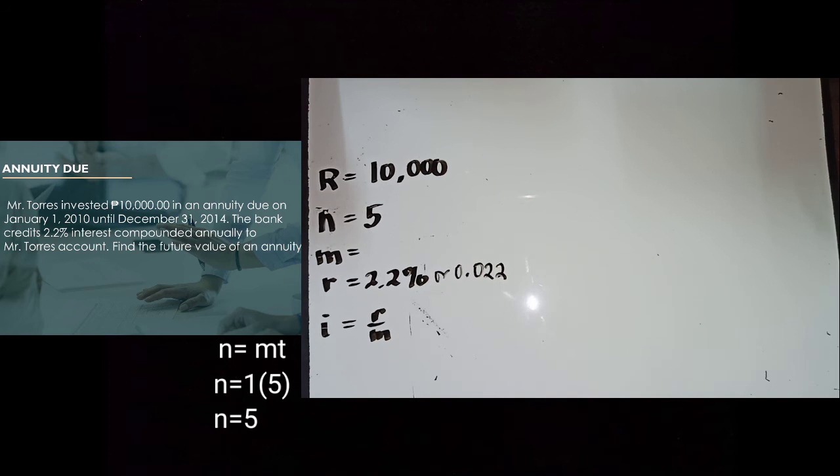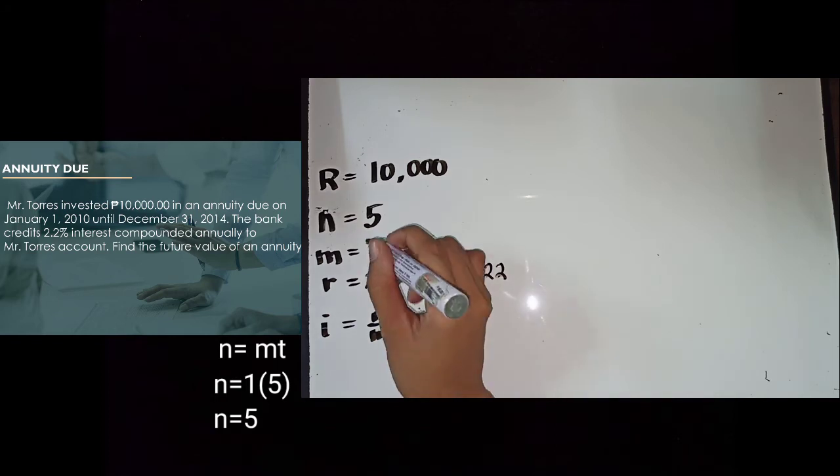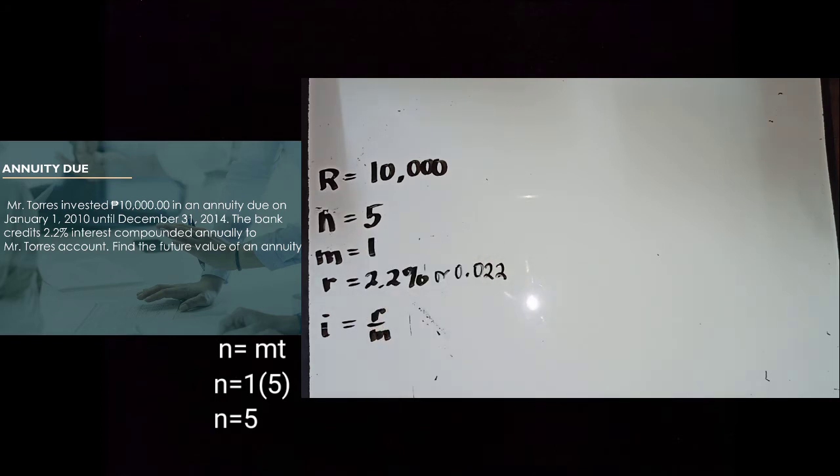And what is the value of our m? So the value of our m is 1. So bakit po 1? That is compounded annually. So now, what is the value of i? Ang i natin, again, to solve for the value of i, we have r over m. Ang r natin is 0.022 divided by 1. So that is 0.022.